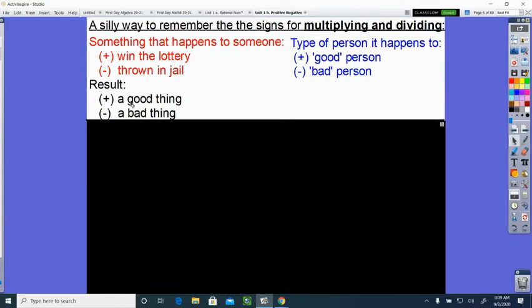And then you're going to have a result. Your answer. If it's positive, that would be a good thing. And if it's negative, that would be a bad thing. So here is my story.